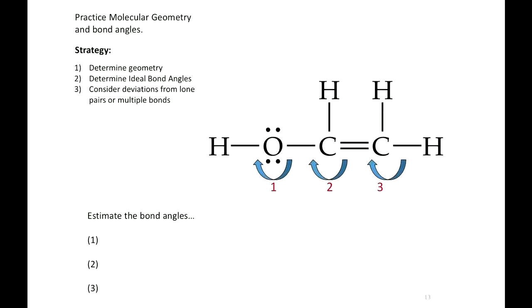All right? Let's estimate these bond angles. Just because I draw this molecule flat and straight doesn't mean all of these bond angles are 180 degrees. We have to think about what the electron geometry is. Are there any double bonds or lone pairs that we need to consider? So my strategy here is to look at each of these central atoms one at a time. First, think of what the ideal bond angle is. Then consider any deviations from it, all right?